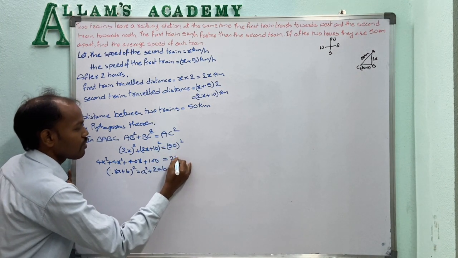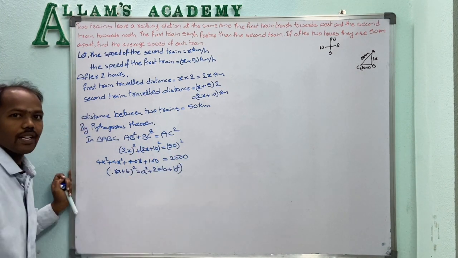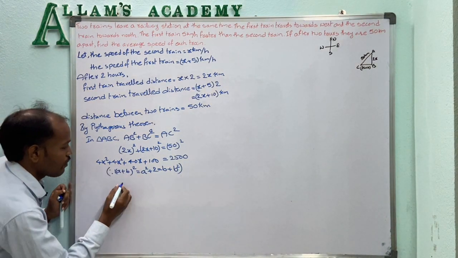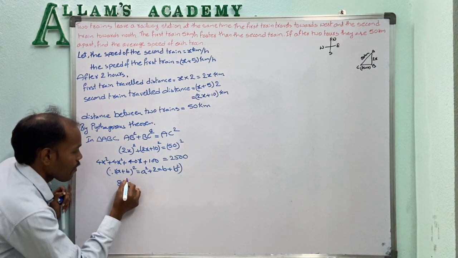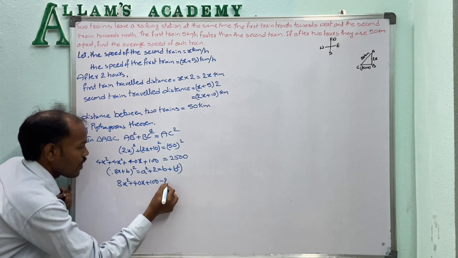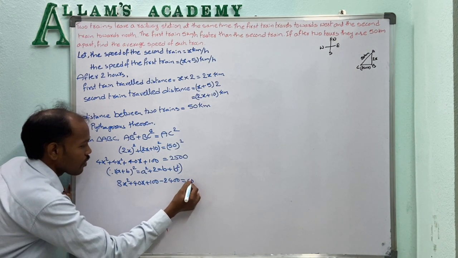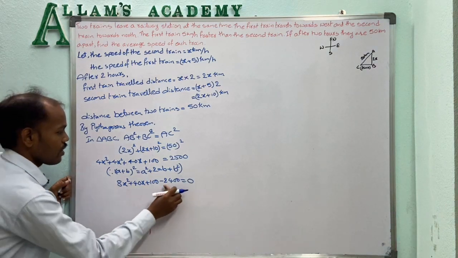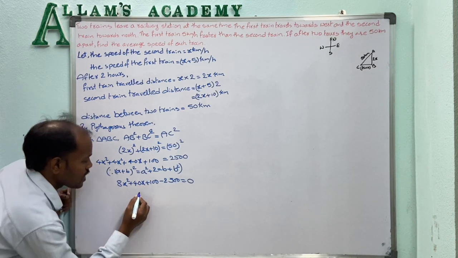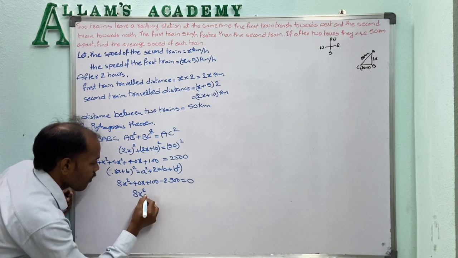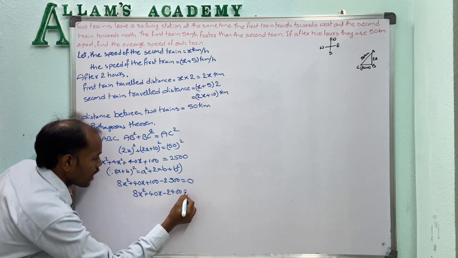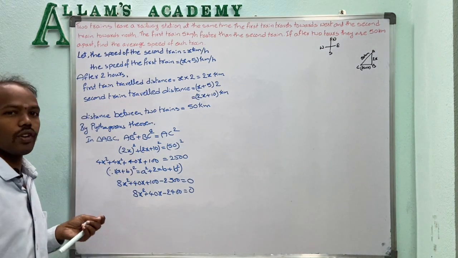square, 50 square equal to 2500. 2500 transfer to this side, minus 2500. 4x square plus 4x square, 8x square plus 40x plus 100 minus 2500 equal to 0. Now here, minus 2500 plus 100 is nothing but minus 2400. So 8x square plus 40x minus 2400 equal to 0.